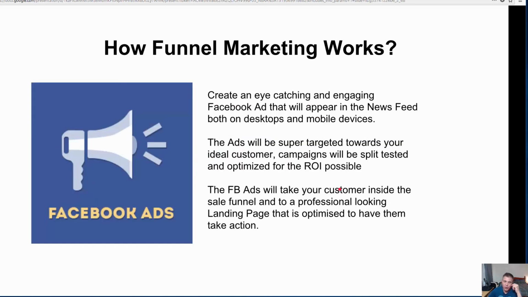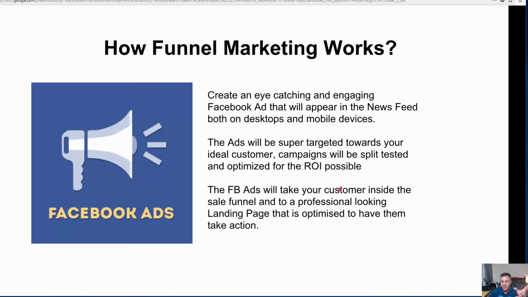So how funnel marketing works: create an eye-catching and engaging Facebook ad that will appear in the news feed both on desktops and mobile devices. We don't bother with any of that other stuff. After much trial and error, we don't worry about the, what do they call them? The little ads that come down the side on your Facebook feed, or the Instagram ads or anything like that. We focus on desktop and mobile devices though.